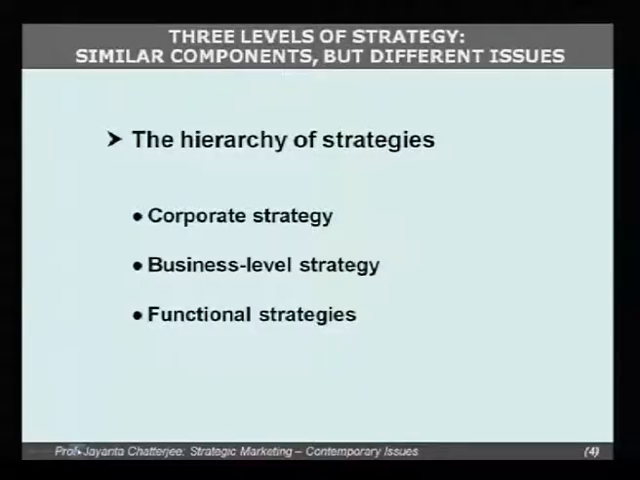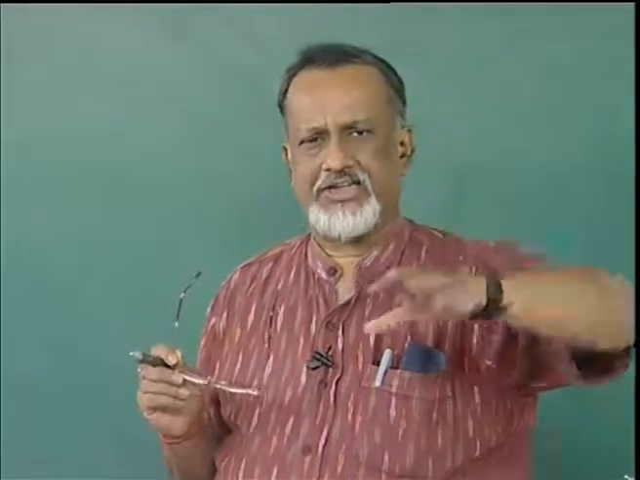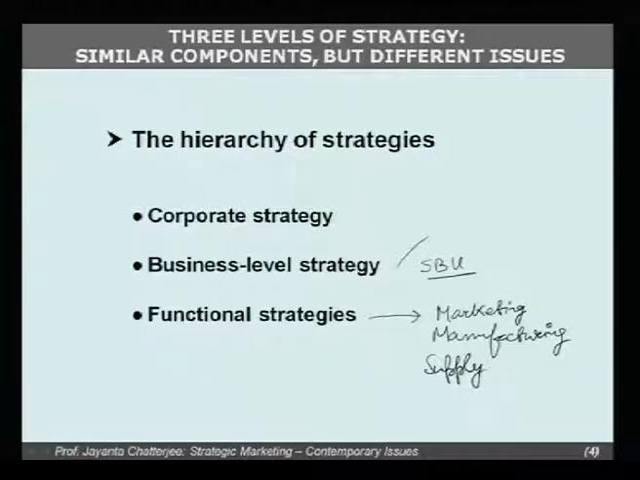So, the hierarchy of strategies I just introduced to you in the beginning: the top level, overencompassing, is the corporate strategy. A subset of that is the business level strategy. We often also call it the SBU, the strategic business unit, and then below that are the functional strategies, of which marketing is a part. Similarly, there may be functional strategies like manufacturing strategy or supply chain strategy and so on.